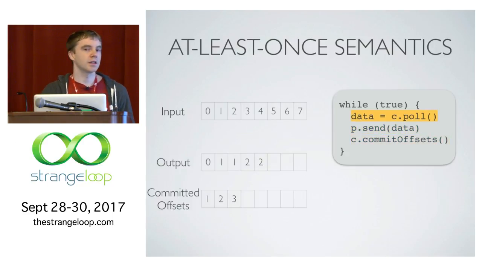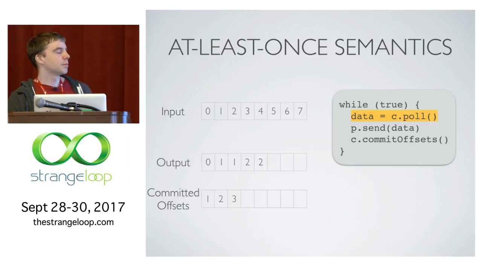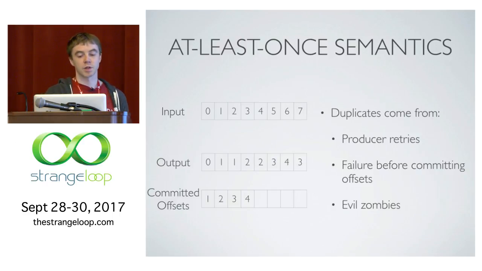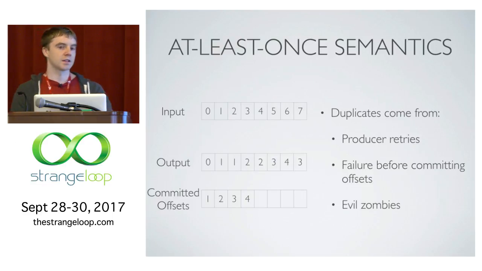Okay, and then finally, there's one more. This is a little bit more subtle. But we may have fetched some data, and then suddenly we have some kind of system event that causes us to hang. And it hangs for a while. Eventually, we decide that we need to start up another process to continue the same work. So we do so, and we continue like we did before. And then suddenly, our old process wakes back up and sends data to the log. So there's another source of duplicates. Just briefly summarizing, duplicates come from producer retries, failure before committing offsets, and zombies.